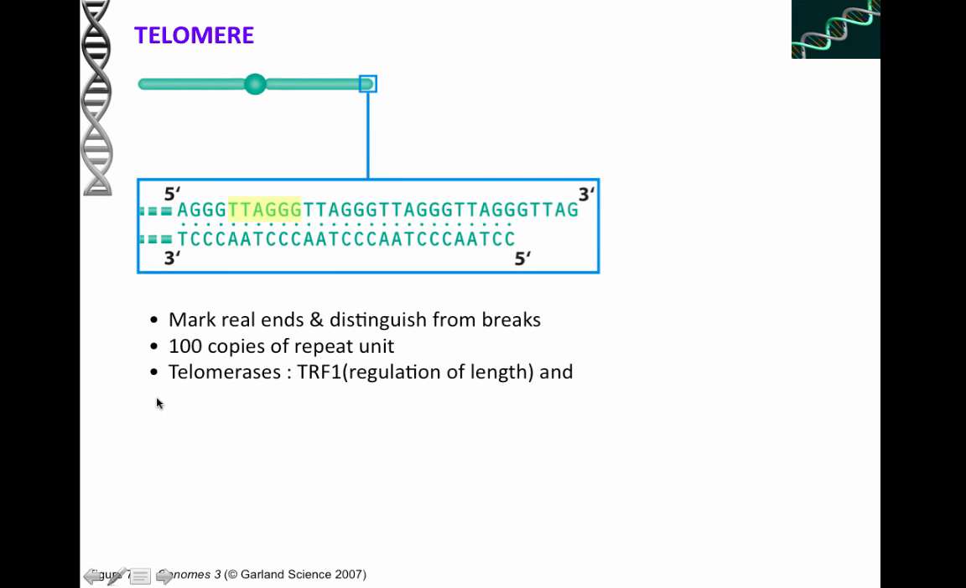called telomerase. Telomerase functions with two major proteins, one TRF1 and the other TRF2. TRF1 is the protein regulating the length, so this is the actual polymerase that extends the telomere structure. TRF2 is the protein required for the terminal structure maintenance.